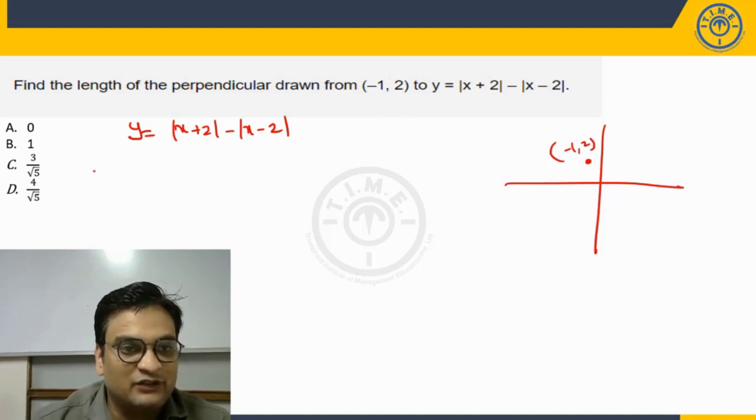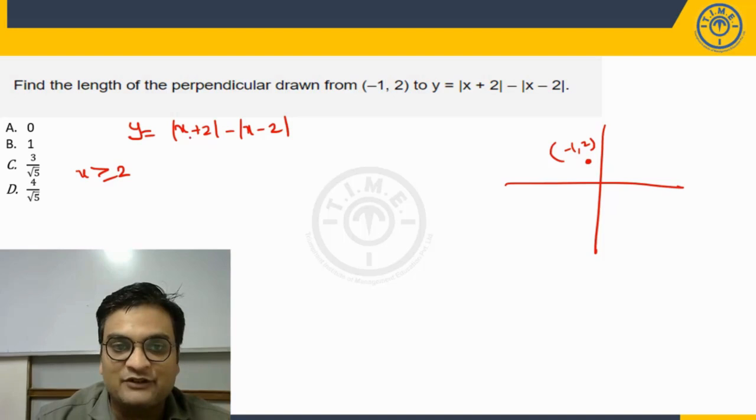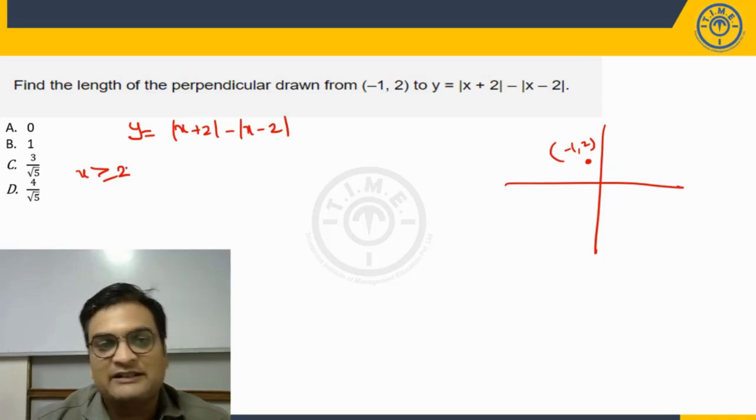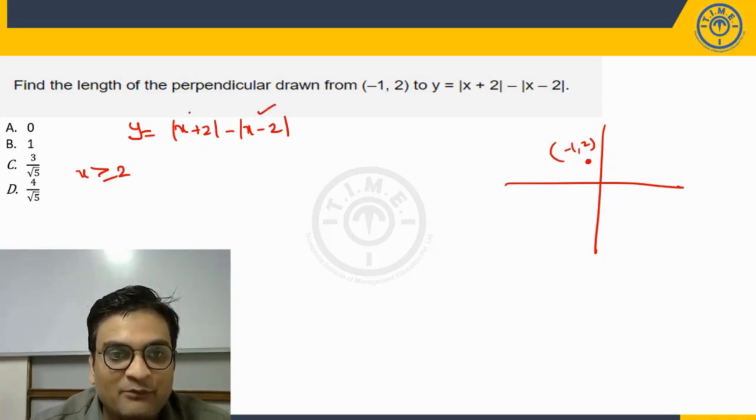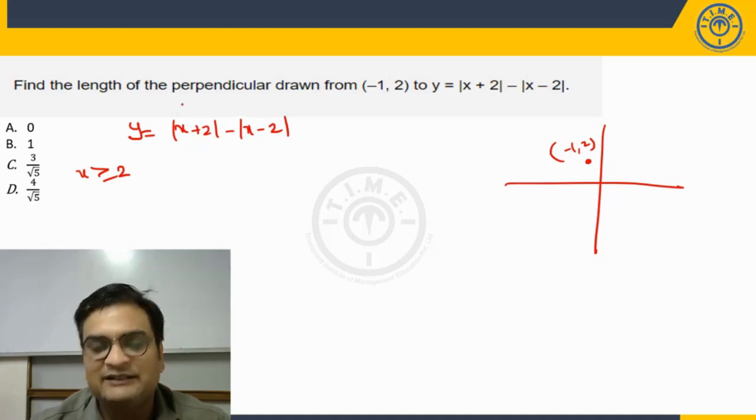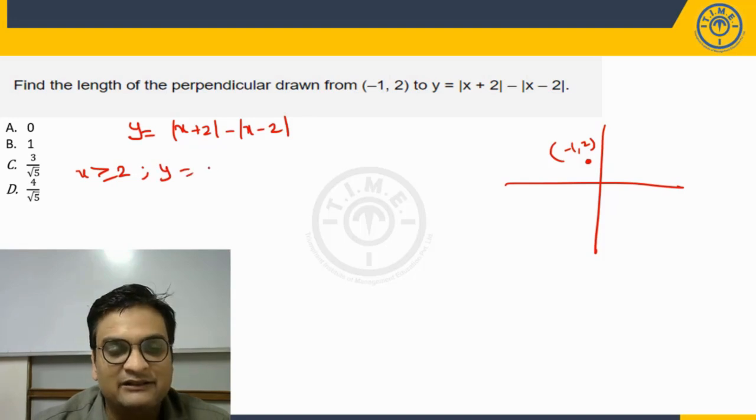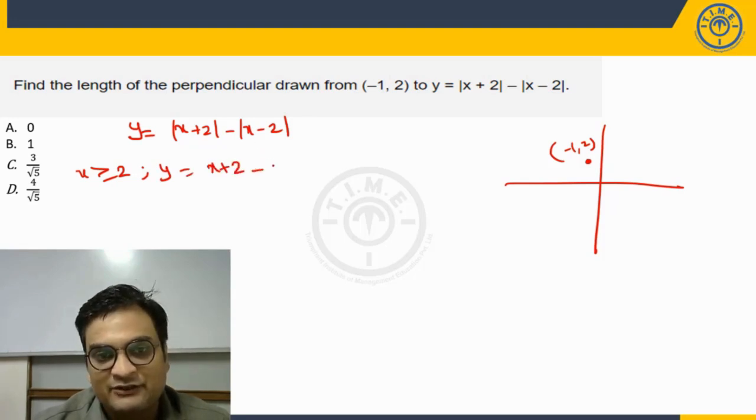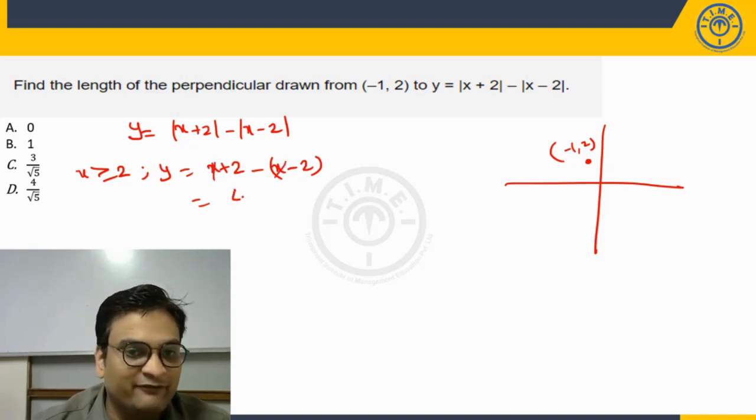First case. See, there are two zeros that we have here, where the mod will change its value. One is x equal to 2, other is x equal to minus 2. So let's take x greater than or equal to 2. Both the terms inside the modulus will end up being positive. Hence y will be simply x plus 2 minus x minus 2, which will give you, x will cancel out, 2 minus of minus 2 will be 4.